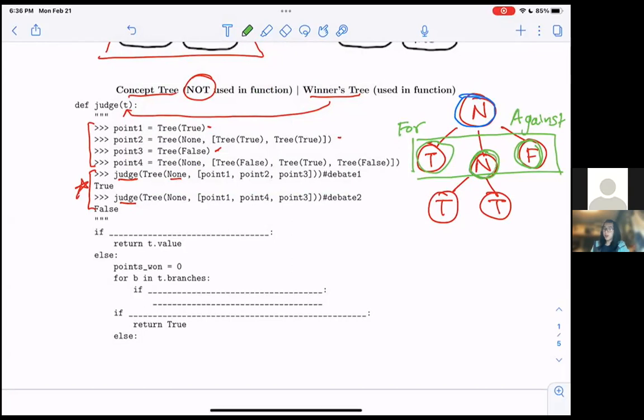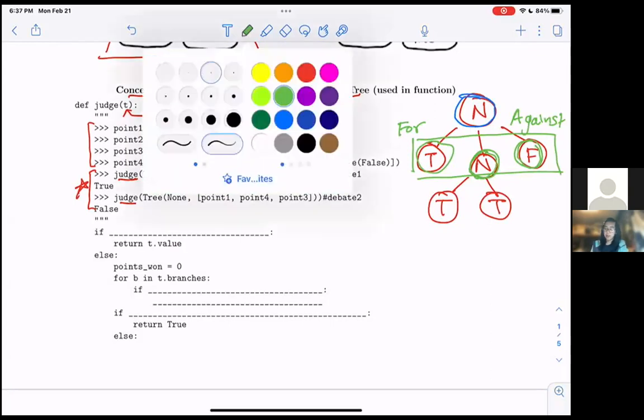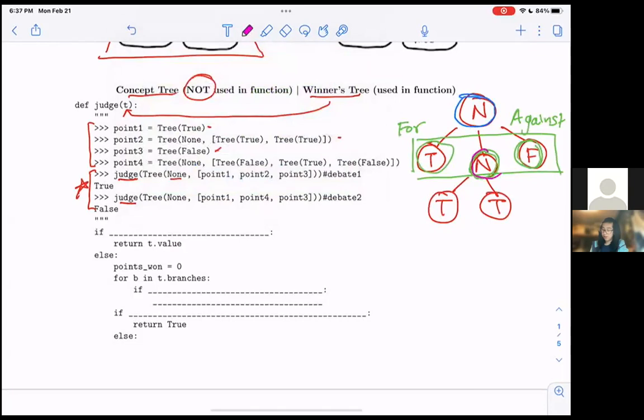Notice that this middle node is not a leaf, and it contains branches that do have leaves, in this case with the value of true and true. So we want to then recurse and figure out whether this point was won by the for or against side. How do we determine that? Well, we have to look at the subpoints of this node.